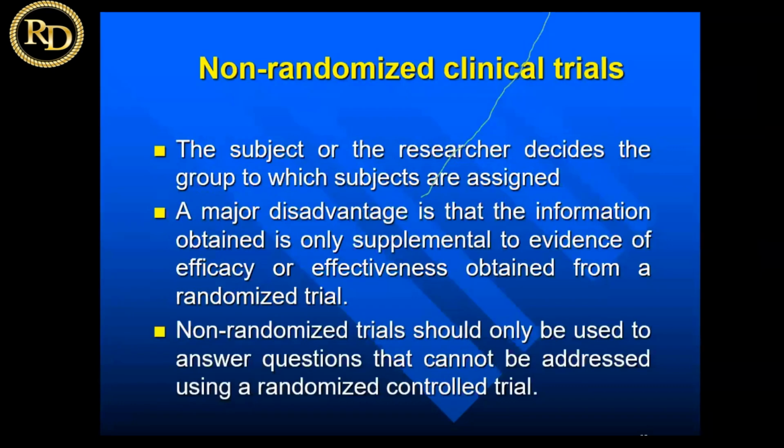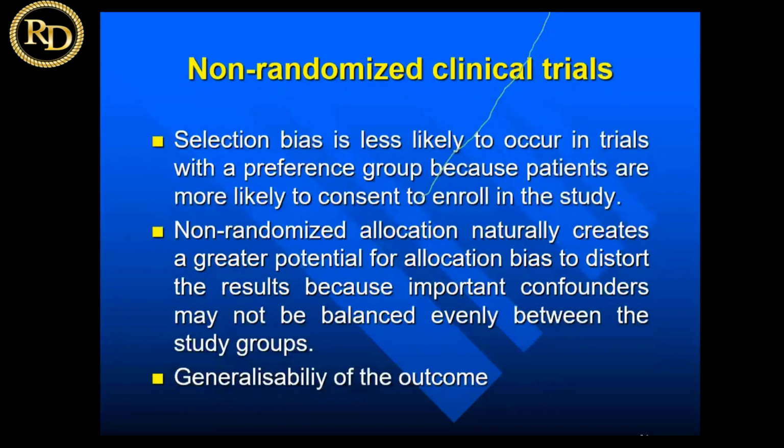These non-randomized clinical trials are used where you are not satisfied with the results of randomized control trials. There you can go for non-randomized control trials. Selection bias is less likely to occur in these trials. But non-randomized allocation naturally creates a greater potential for allocation bias to distort the results.